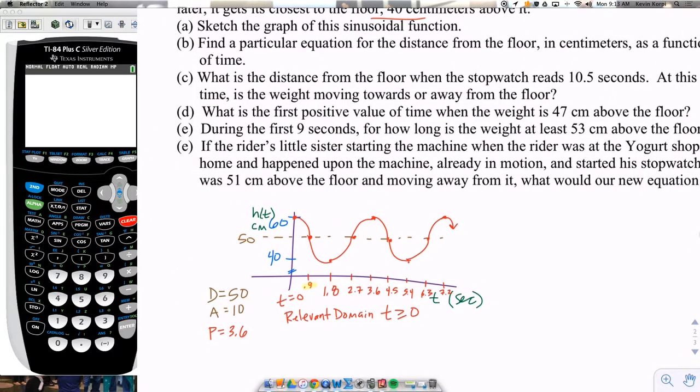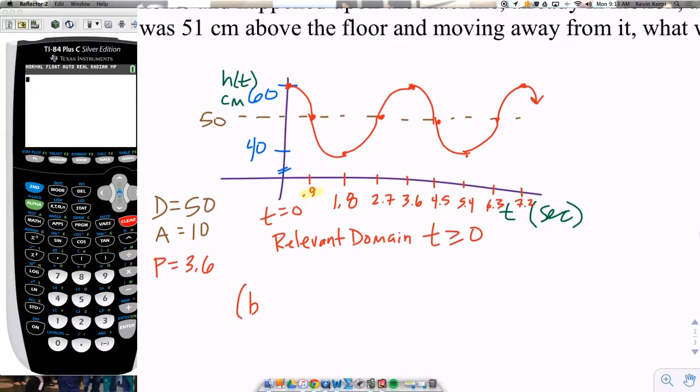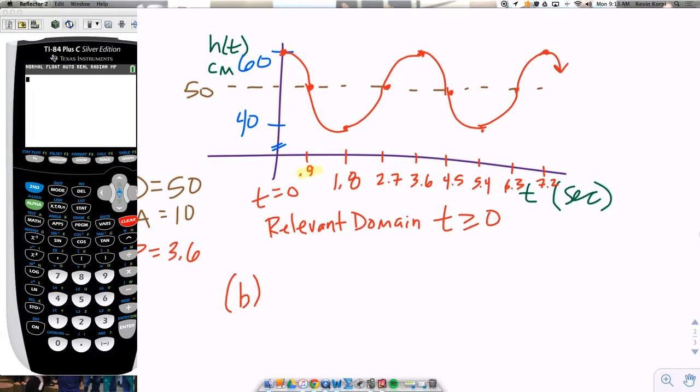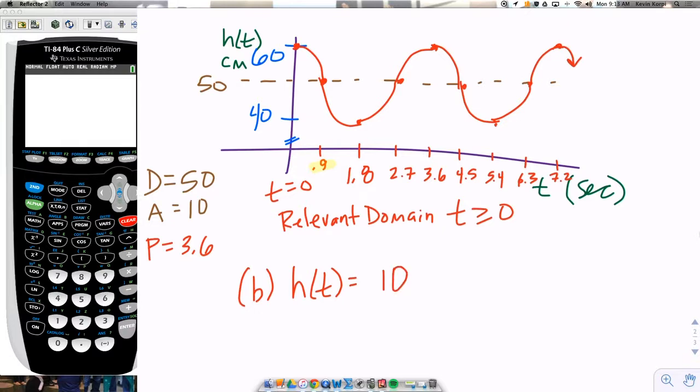Part B, find a particular equation. All right, so I named my function on the y-axis what? H of t. So give your function a name. The amplitude comes first, which is 10, and you have the option of making it plus or minus. If we want to write the easiest equation, that is without a phase shift, could we do it? Yes, and it would be a what? If we're starting at t equals 0 at a high point, remember this starts at a high point, so you could do it with a positive cosine and no phase shift.